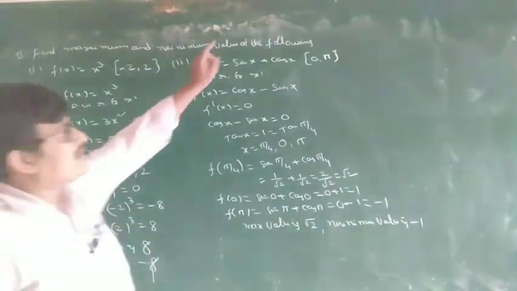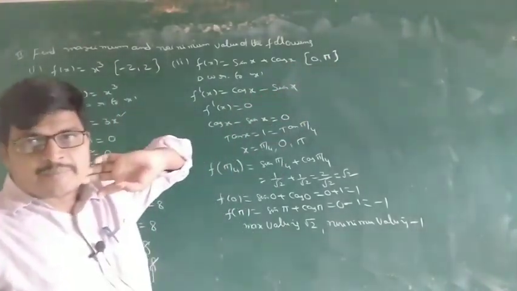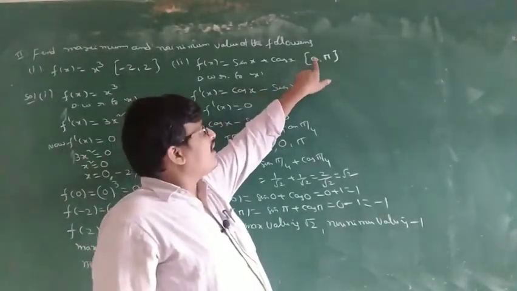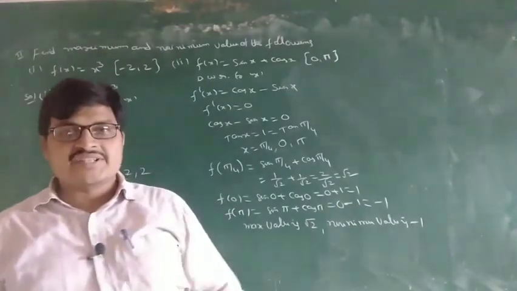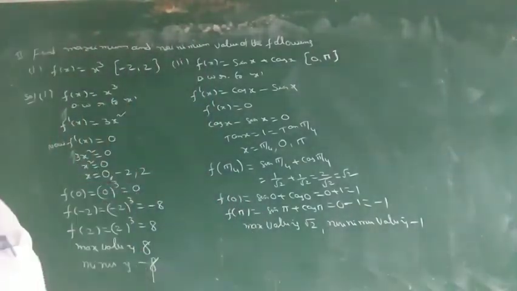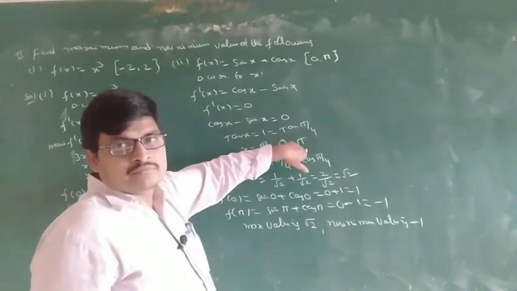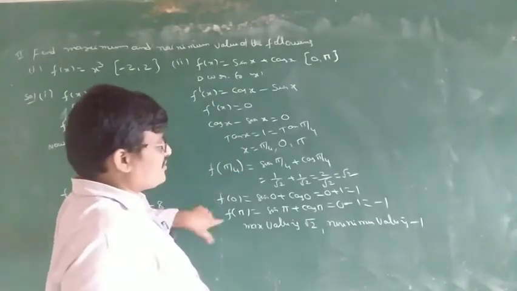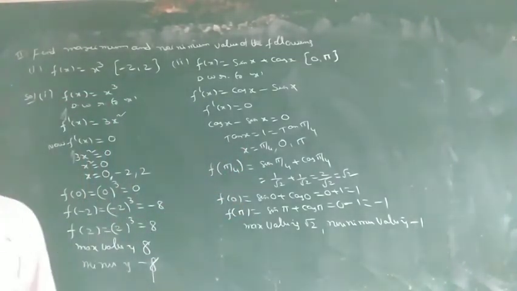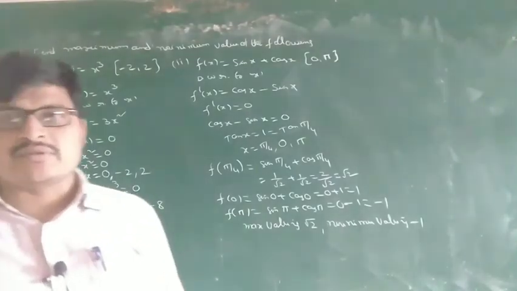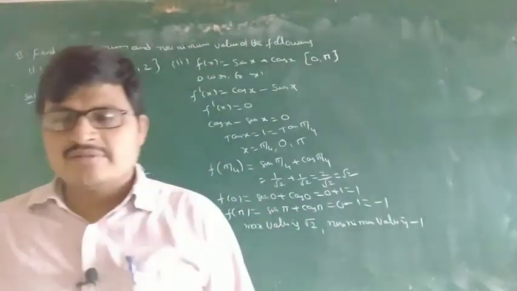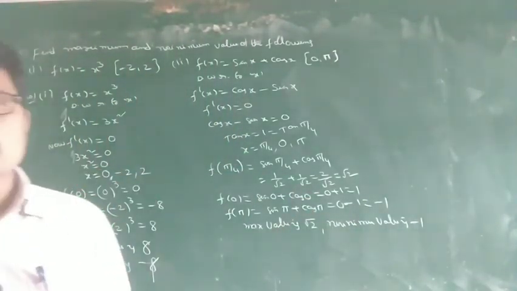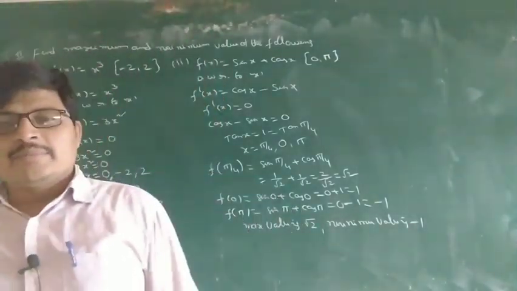When intervals are given, find the x values, and in the interval, the first value, the last value, and the additional values are taken and substituted. These are the models. Any type of problem follows the same procedure of three steps: f dash of x equal to 0, find x, then f double dash of x less than 0 or greater than 0. This is the same type of model.